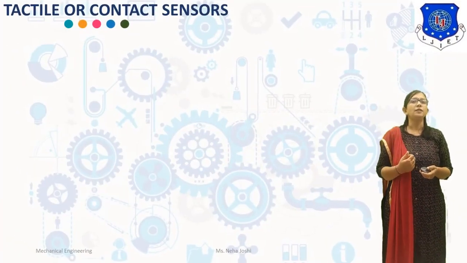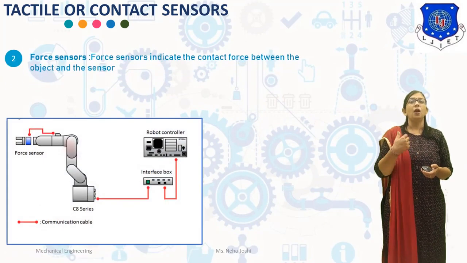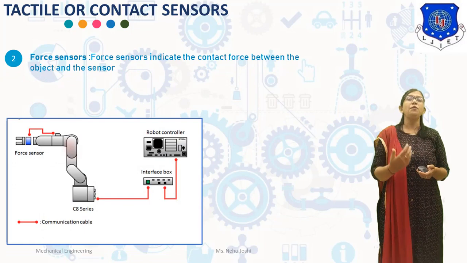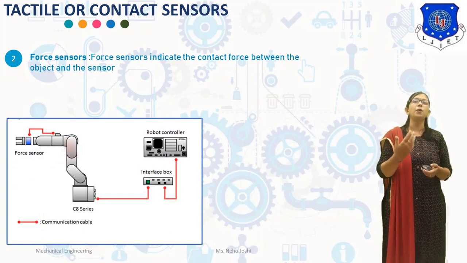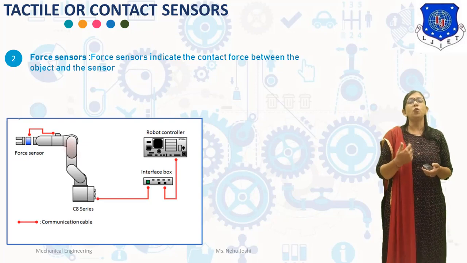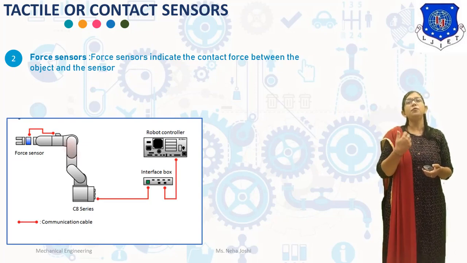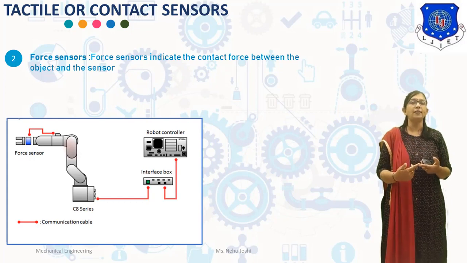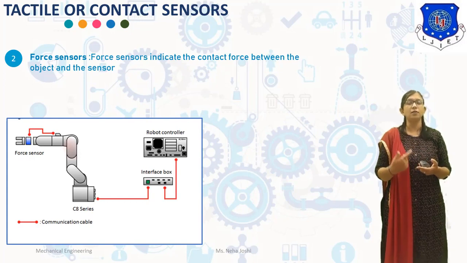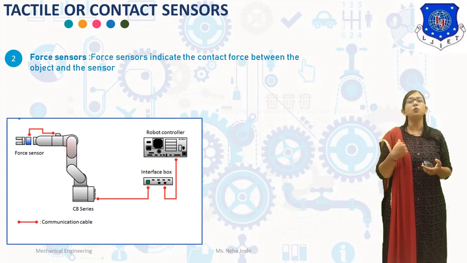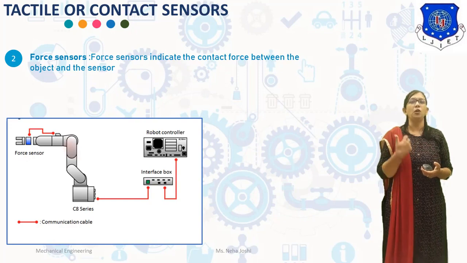Next one is force sensor. Force sensors are analog type sensors in which the output signal is proportional to the local force. Force sensors indicate the contact force between the object and the sensor. Examples of force sensors are piezoelectric sensors, force sensing resistor, strain gauge. Here you can see the force sensor gives signal to the controller, and the controller controls the movements of the manipulator.